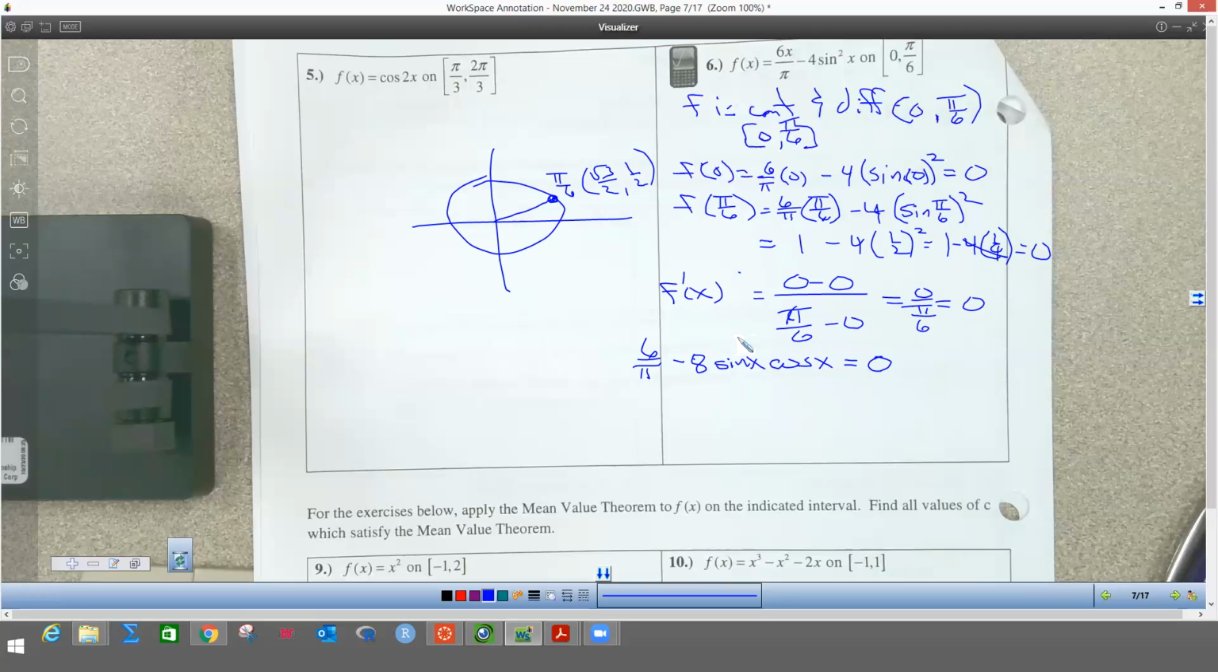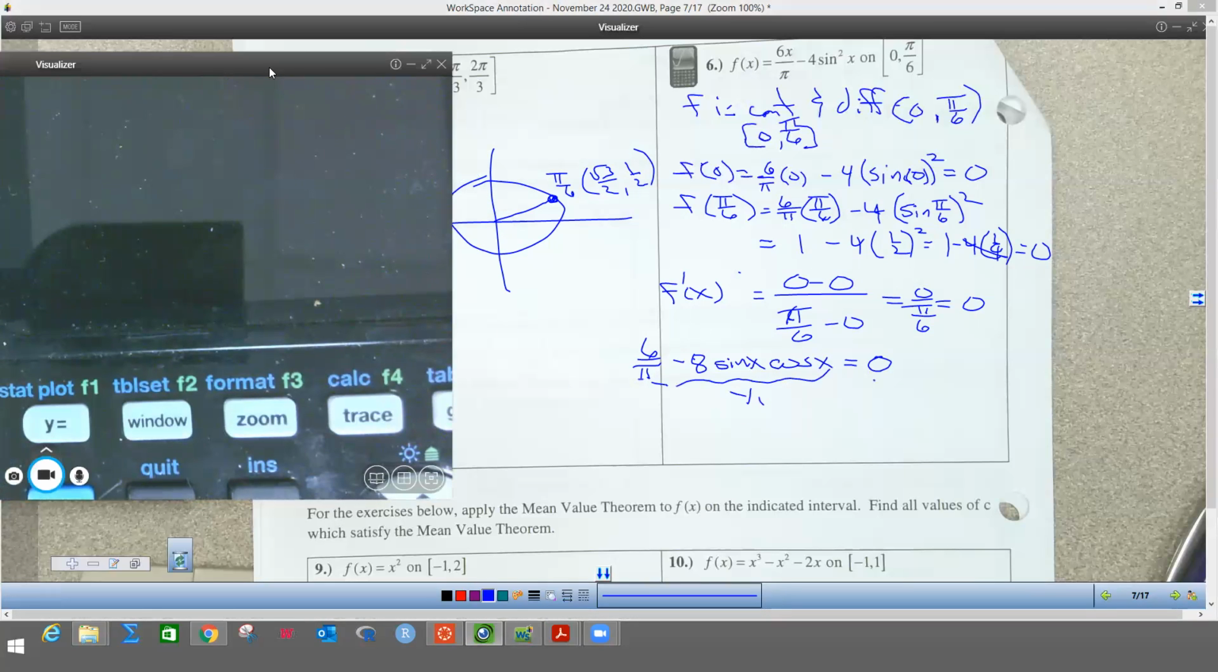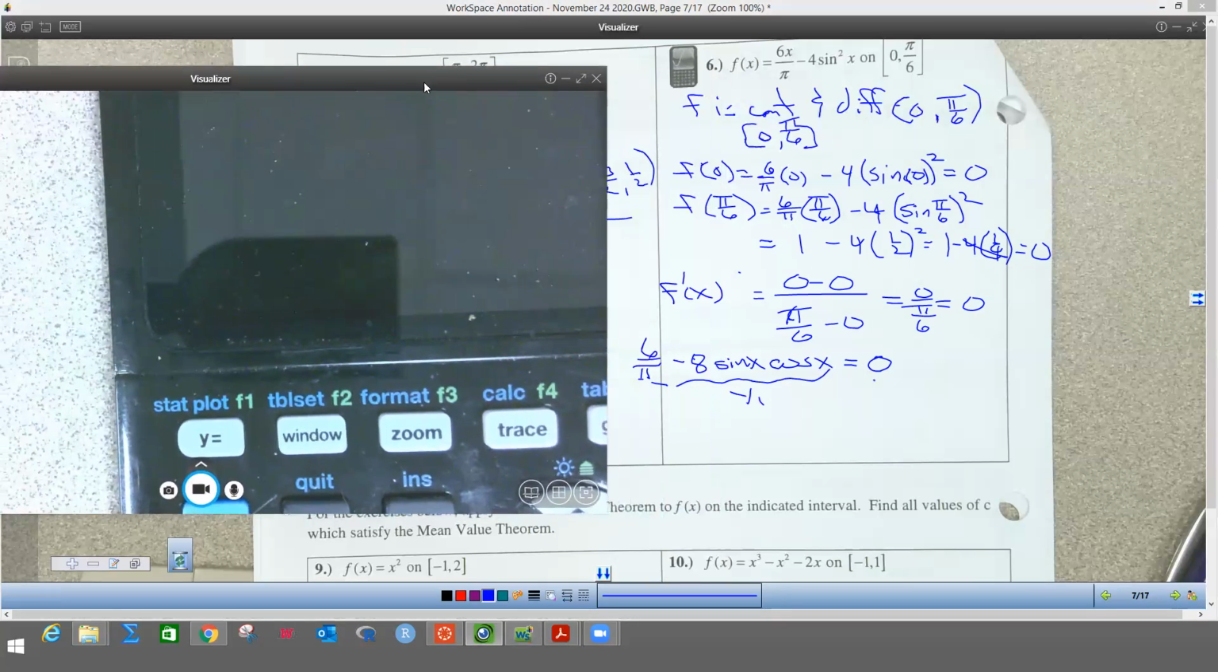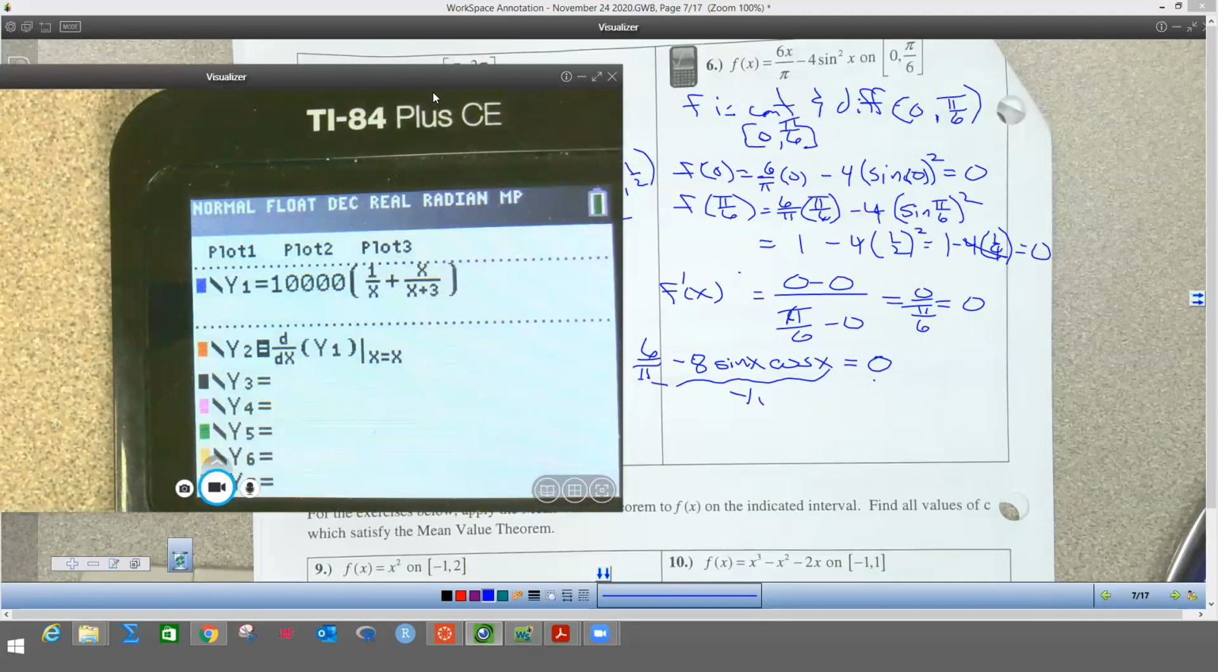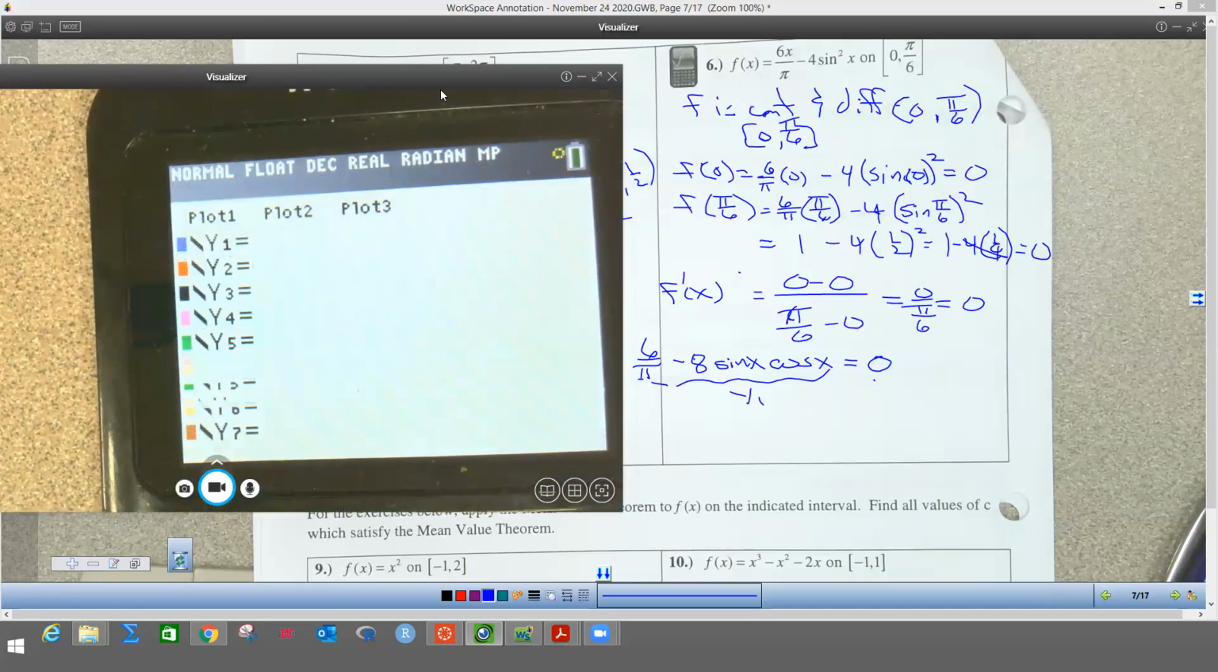Now, if you want to put c's in here, you can put c's in here because they show you c's here, but I'm just going to leave it x. So what I'm going to do is let this thing on my calculator be y1. Actually, I don't even need to do that because 0 is the x-axis, so I'm going to be looking for zeros. So I'm going to take my calculator, move this thing over here, turn this on, go to y equals, and clear these off. Now I'm going to put that derivative in there.